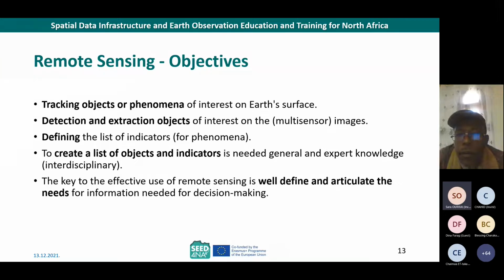And a further objective is to create a list of objects as indicators, like I said, and the key to the efficient use of remote sensing is to well define and articulate the needs. You can read the indicators for the information needed for decision making.